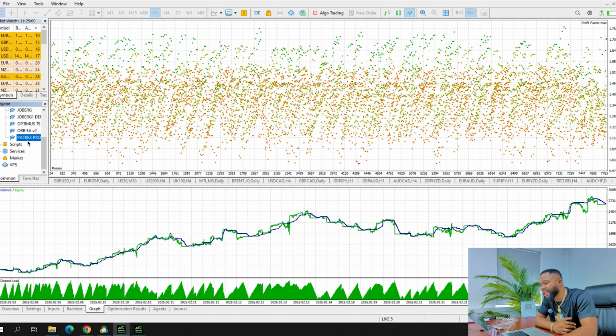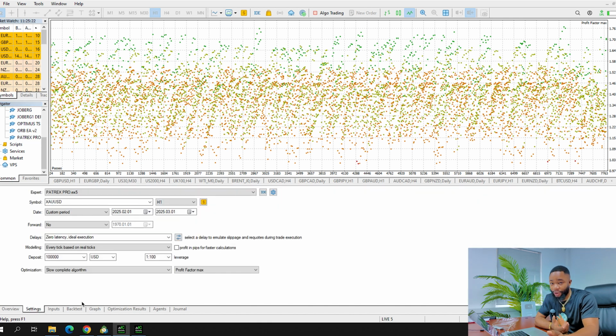All right, so this trading assistant, Patrex Pro, you can see I already have it installed here, and I was just optimizing it. I've been spending my weekend optimizing the bot. You can see it took this account from $100,000 to almost $300,000 in less than, let's go on settings so that you guys can see. Just for motivational purposes before we go into our video.